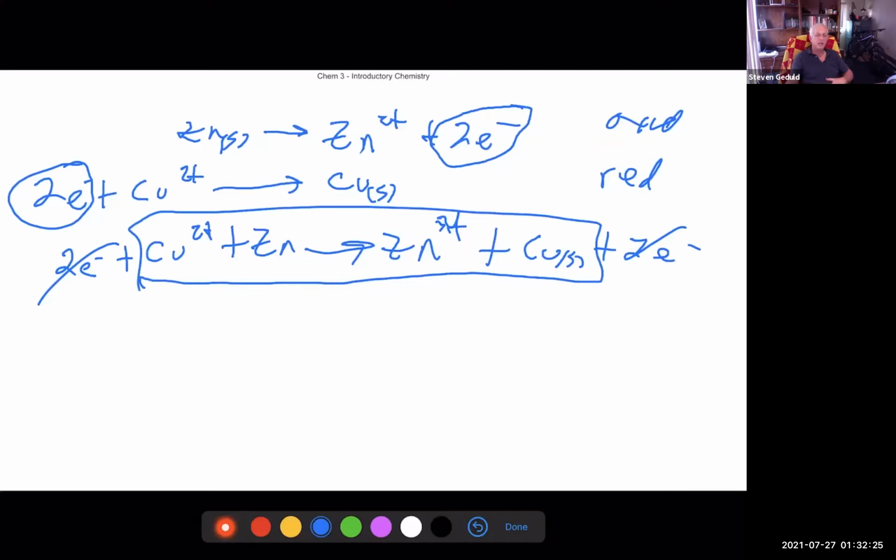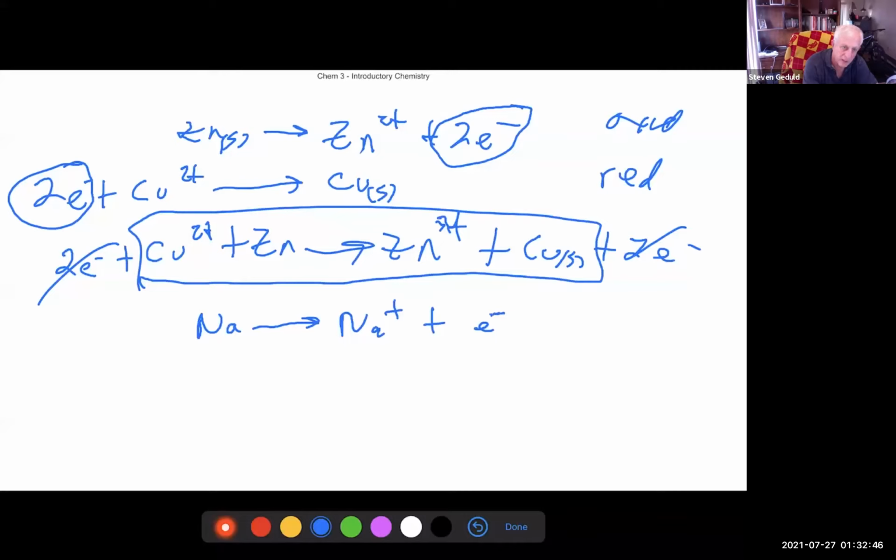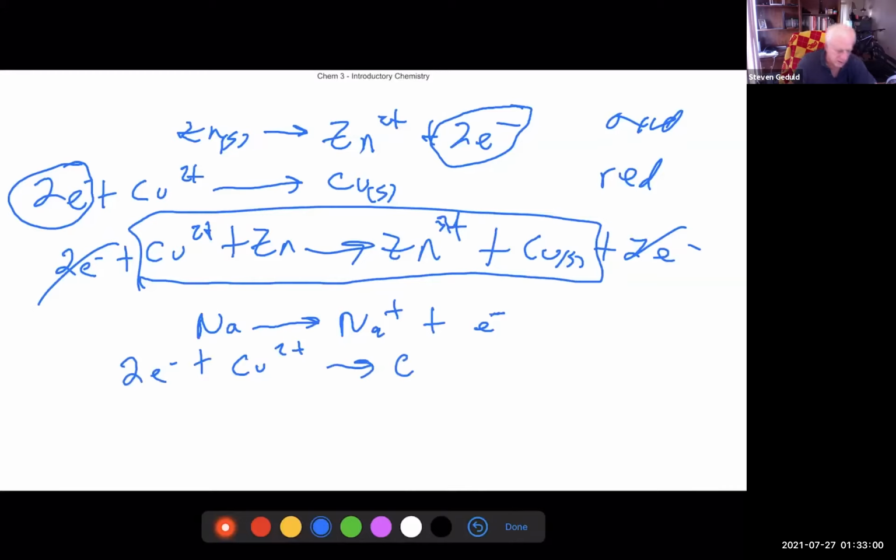Okay, now let's say we're in a reaction of, let's say, sodium. Let's go sodium solid goes to Na+ plus 1 electron. Okay, charges are balanced. And let's use copper again. Let's say we have 2 electrons plus copper 2+ goes to copper solid. Now those are your 2 reactions. The top one's oxidation, the bottom one's reduction. Do I lose electrons or gain electrons?